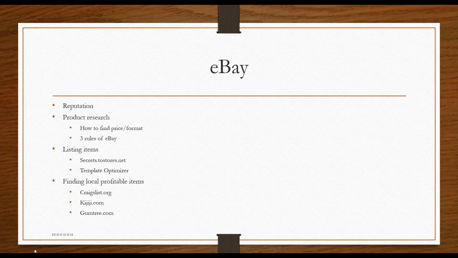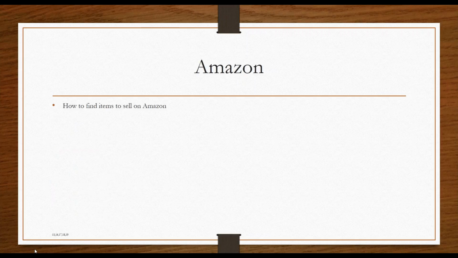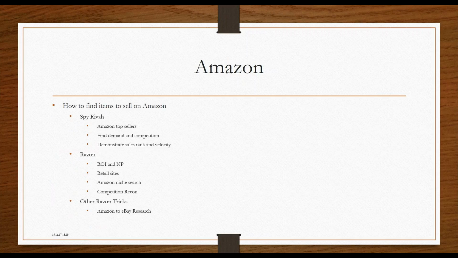So the next thing I want to talk about is Amazon. We're going to go over how to find items to sell on Amazon using some software here. A lot of the software was actually shown within the workshop, so I'm going to do that for you here as well. So the first thing is Amazon FBA. I just kind of want to remind you what that is. Amazon FBA is Fulfillment by Amazon, where you send products to Amazon and they do all the work.